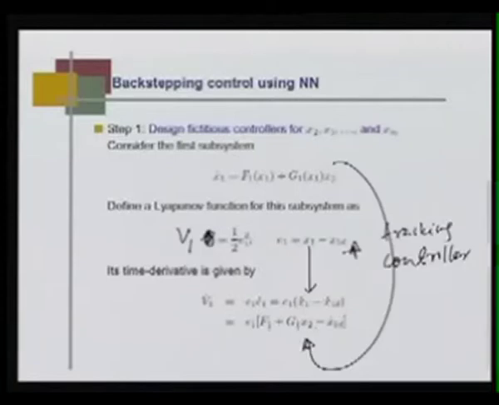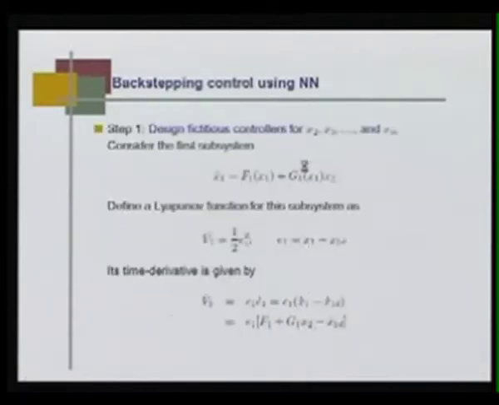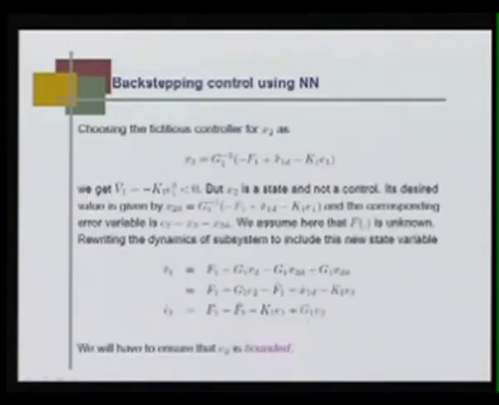So, we are choosing the fictitious controller for x2, because you see that here we found out V1 is to be this. Now, I want to make V1 dot negative definite. So, x2 is my virtual control action. So, what should be my x2 so that V1 dot is negative definite? That is possible if I select x2 as g1 inverse times minus f1 plus x1d dot minus k1 e1. If I select this and put this x2 in this quantity, I get V1 dot is minus k1 e1 square, which is negative definite. But x2 is a state, not a control, as we have already seen.